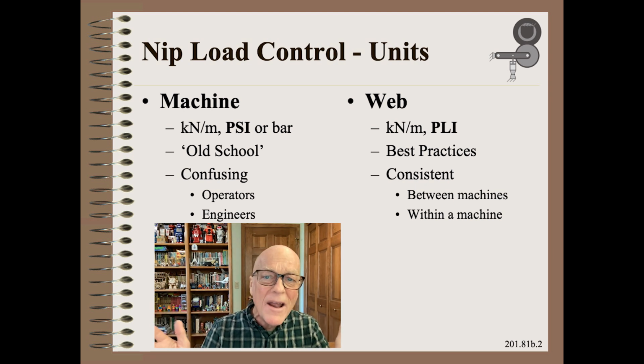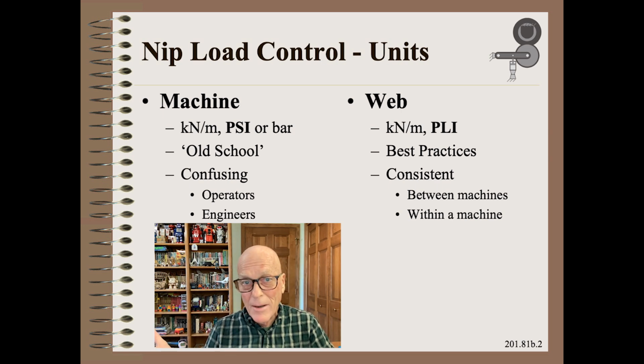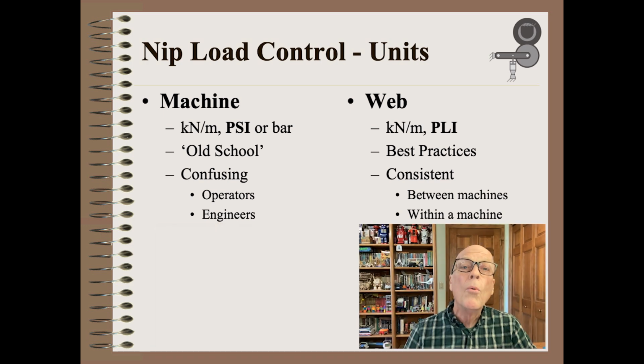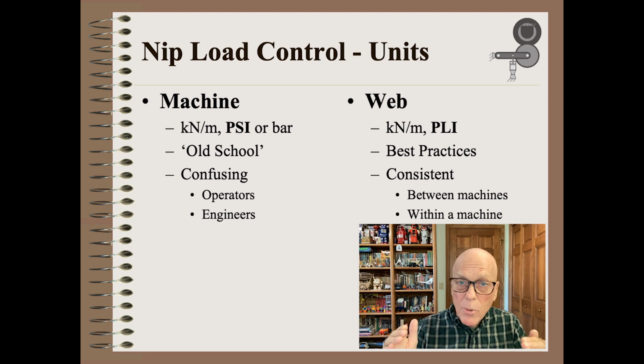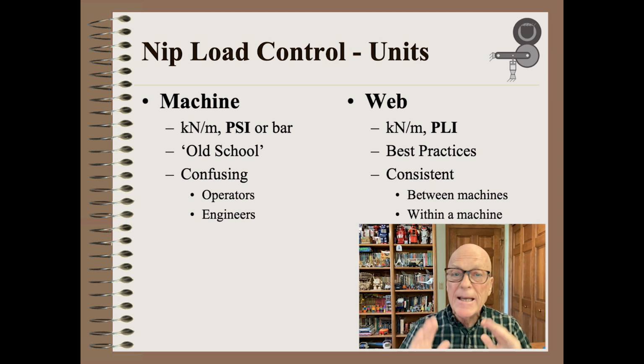Totally confusing for everyone when the same 1 bar of cylinder pressure does different things to the web on different nips. Web units, on the other hand, while derived from machine units, are calibrated and calculated to be work done on the web or the roll itself. Here, 10 kilonewtons per meter or 10 pli will be the exact same work on the web, no matter who made the machine or what it does. 10 is 10 everywhere, all of the time.